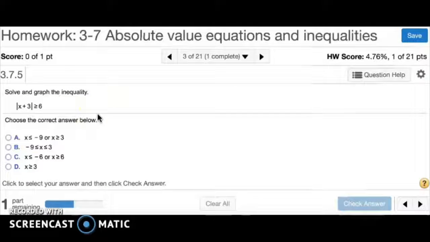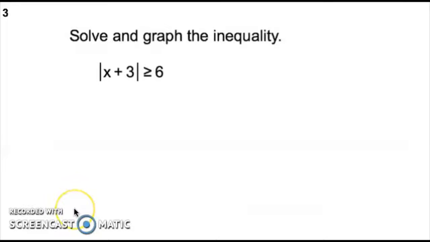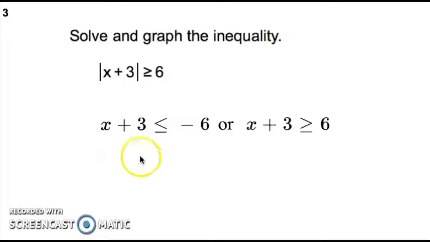Number 3, we are solving and graphing the absolute value inequality. So let's take a closer look at that. When we have an absolute value inequality, and it's a greater than inequality, it's going to be a disjunction, an "or" statement. So you'll write two separate inequalities. The first one would be both of these changed. So this will become a less than or equal to, and this will become a negative 6. So drop the absolute value bar and have x plus 3 is less than or equal to negative 6. The second equation will be, or, x plus 3 is greater than or equal to 6.